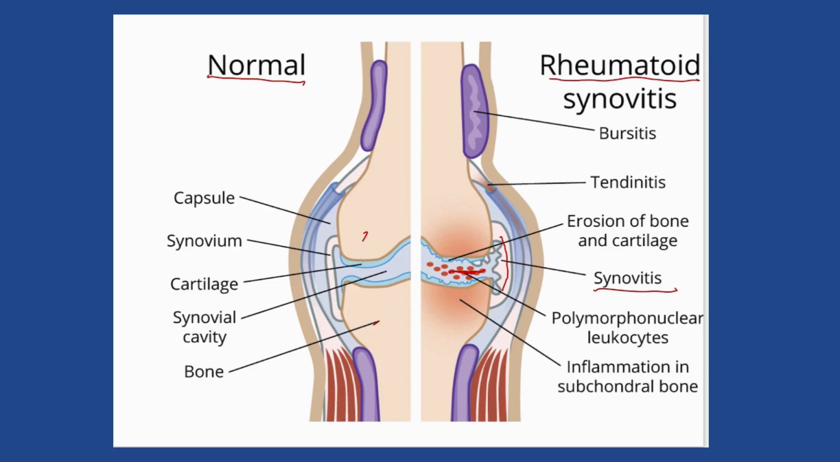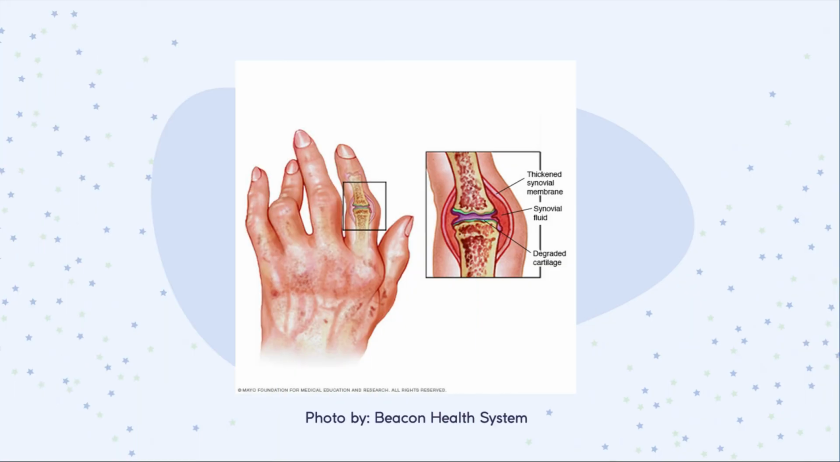As a result, the joint begins to swell due to excessive production of synovial fluid and thickening of the joint capsule. This weakens the joint capsule, causing destruction of the cartilage, bone, tendon, and ligament. In the end, scar tissue forms between the bone ends, causing the joint to become permanently rigid, immovable, and deformed, as seen in this photo.